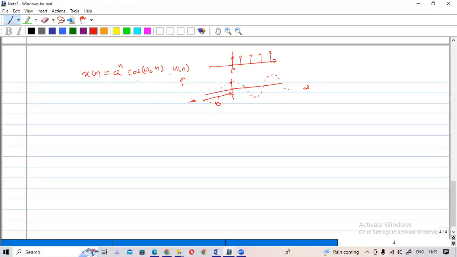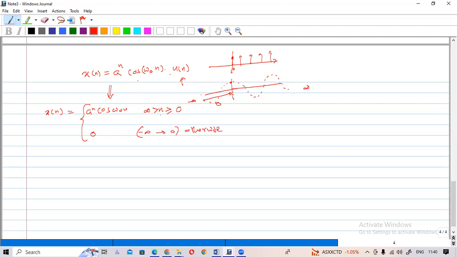In other words, in another notation, we can show this signal like this: cos(omega n), when n is greater than or equal to 0, for n values from 0 up to infinity. Otherwise you have 0. That means from minus infinity to 0, these values are 0.